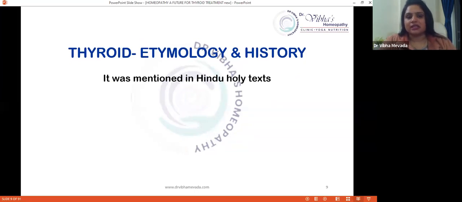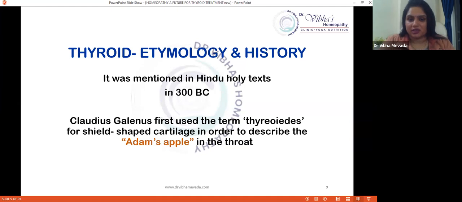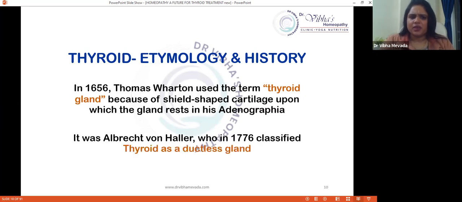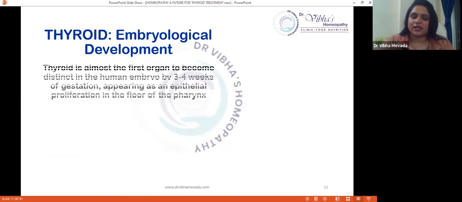Not only in that era, but the Hindu holy texts also mentioned the Adam's apple in 300 BC, and they used the term thyroiditis for the shield-shaped cartilage, to describe the Adam's apple in the throat. Again, in history, in 1956, Thomas Watson gave the term thyroid gland for the first time, because of the shield-shaped cartilage. And in 1776, Heller classified the thyroid as a ductless gland, meaning there are no ducts in the gland.